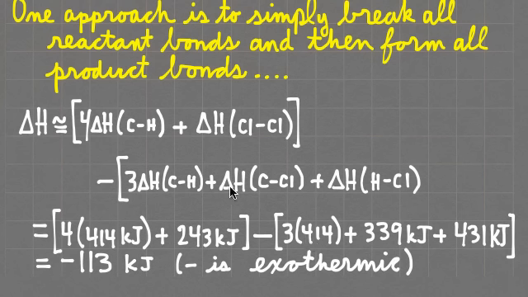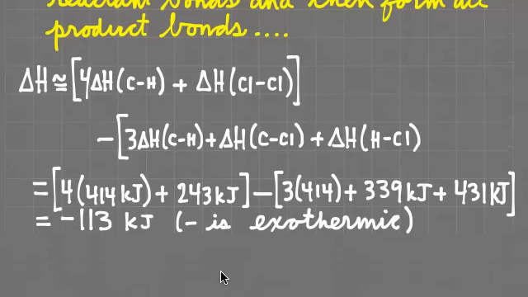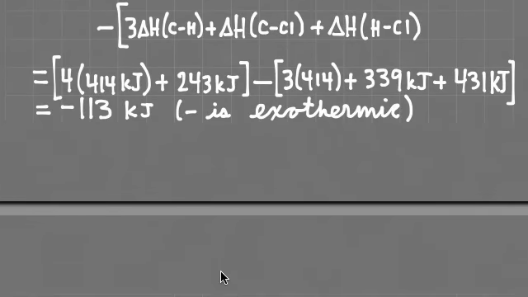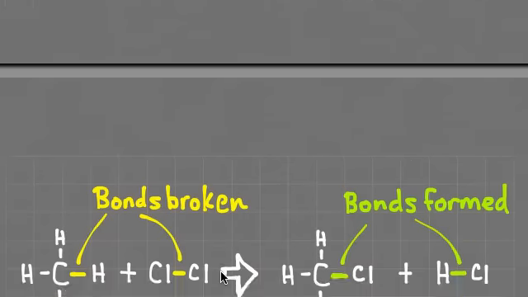3 of those bonds, 1 carbon-chlorine bond, 1 hydrogen-chlorine bond, and it comes out to negative 113. When a delta H or a delta E is negative, that implies it's exothermic, and that means it gets hotter, gets warmer, gives off heat to the environment. Alright, let's try another one.